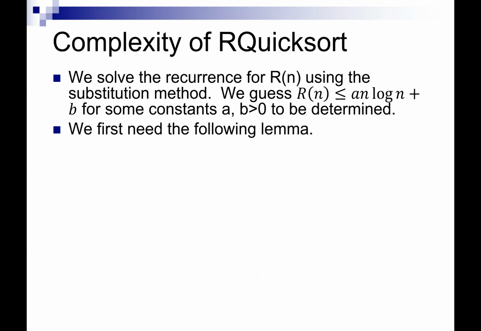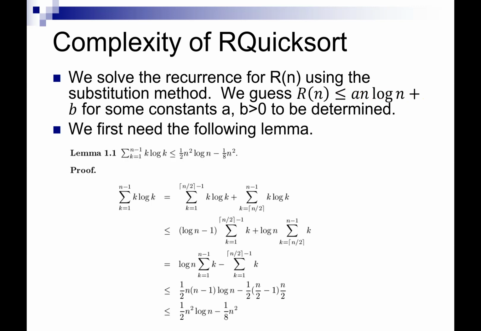Okay, so now let's just figure out what the sum is. In fact, in the end, we're going to show that this sum is going to be bounded by some sort of n log n term times some constant a, plus b. And we're going to eventually figure out what these constants are. But before we do that, we're first going to have a little lemma. This lemma is going to help us add up terms of this form: k log k, for k from 1 to n minus 1.